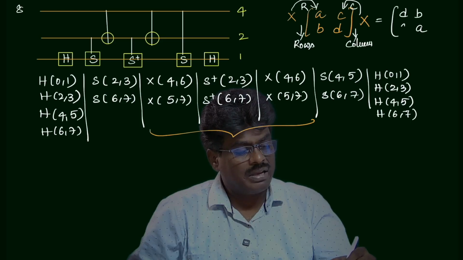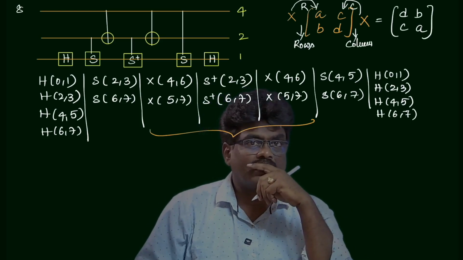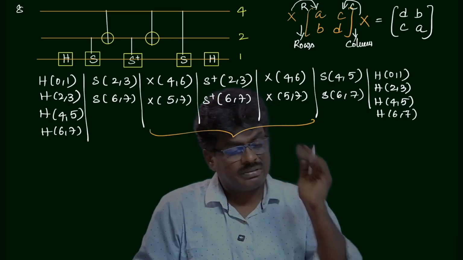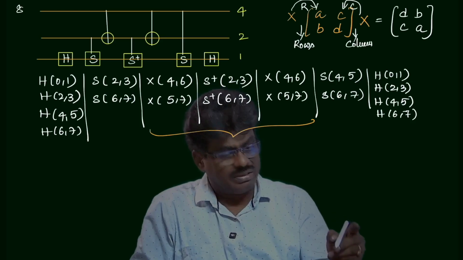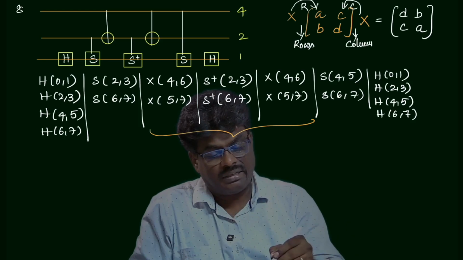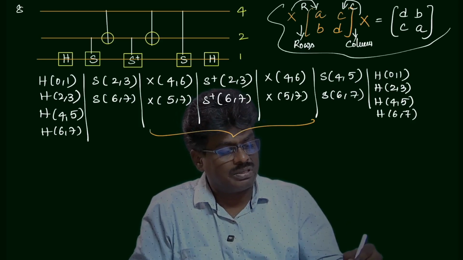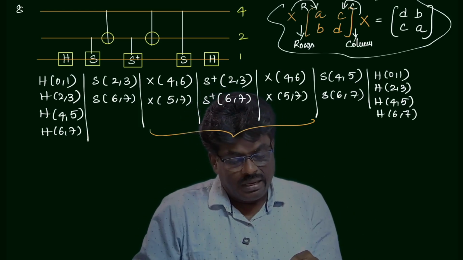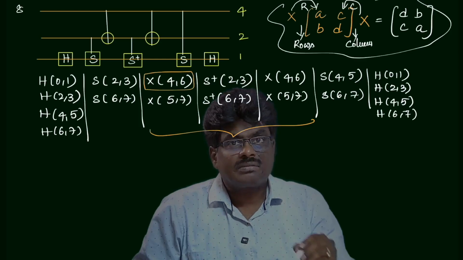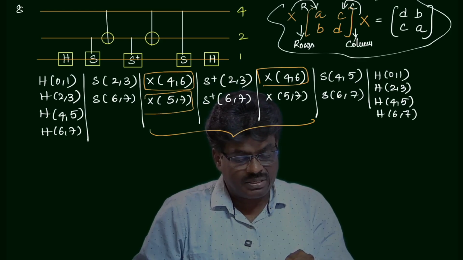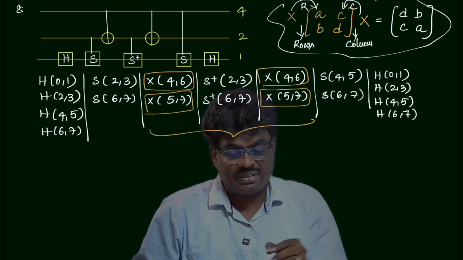So this is B and C. This is one possibility. Of course here we are not using that. Okay, just keep it aside. This one we are not using, leave it. And here what you are using, please observe. Here X 4 6 and here X 4 6 and here X 5 7, here X 5 7.